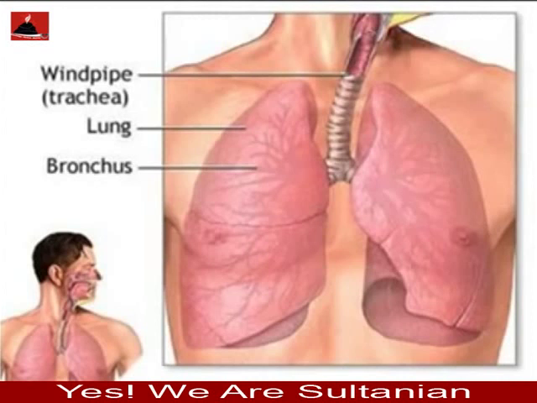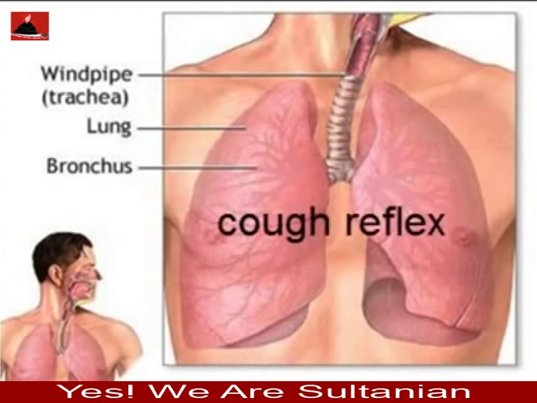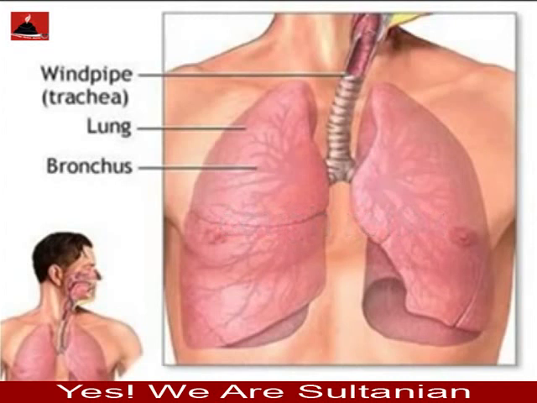To protect itself, exactly. To cough out anything that touches that carina, because that's just one step away from each lung, right? So the body has two protective mechanisms. One is the gag reflex way up here. The other is the cough reflex at the carina. So the carina is simply that area where the trachea splits into right and left.